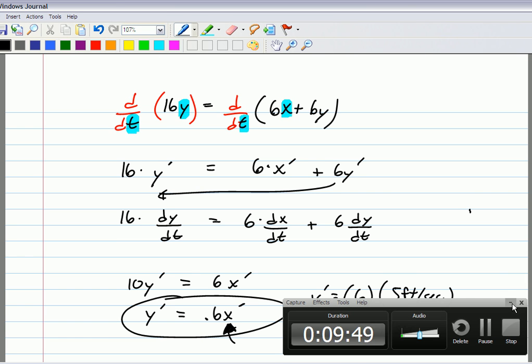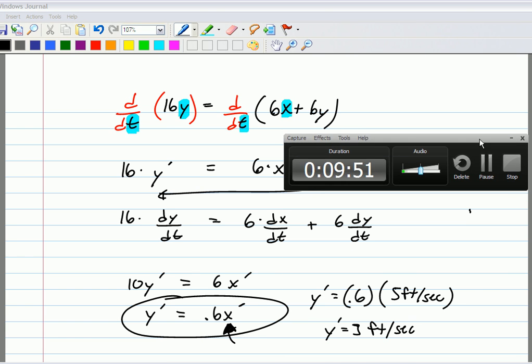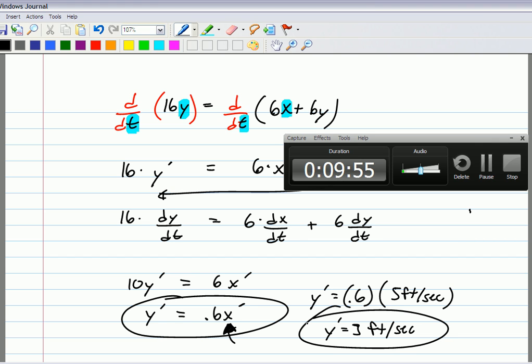But like I say, I think the hardest part is coming up with your initial model, right? And then you just differentiate and plug the stuff in.